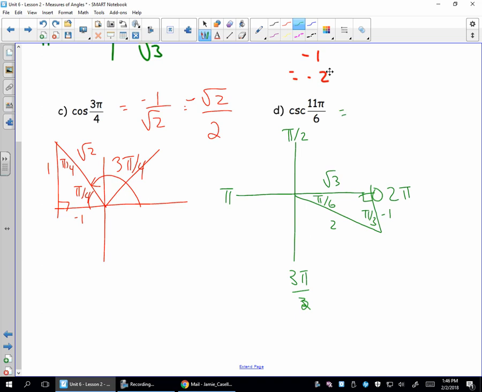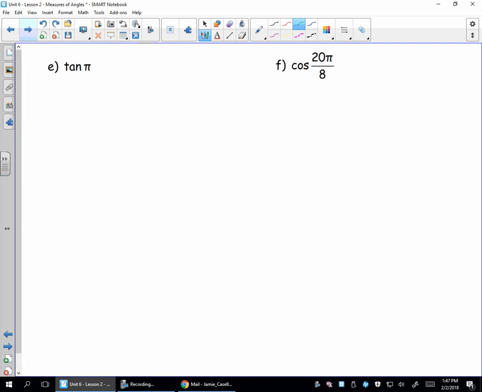Cosecant is the reciprocal of sine. Sine is y over r, so cosecant will be r over y. There's our answer. So we can find exact values the exact same way we did previously. We just have to think about our diagrams a little more to think about where we're going to draw those. A couple of tricky ones sometimes cause some confusion.